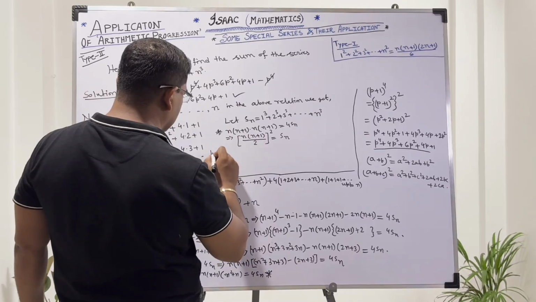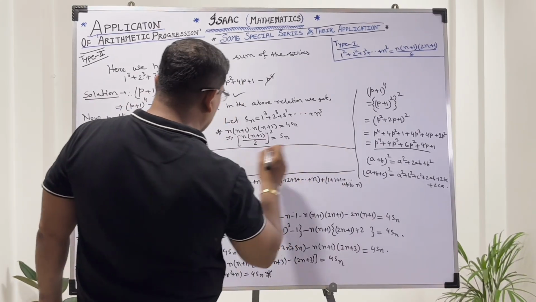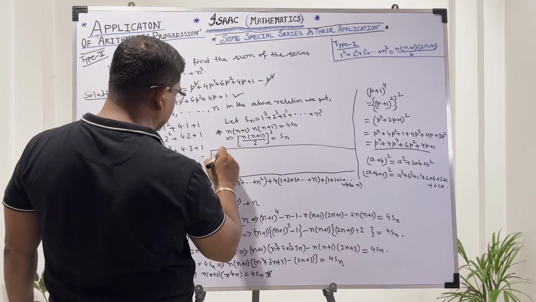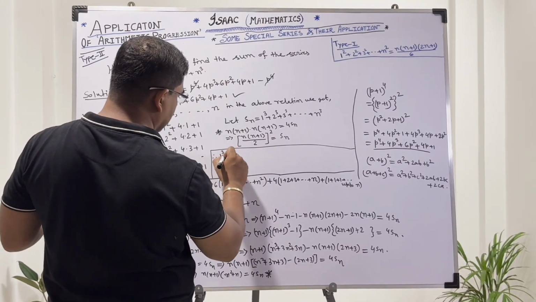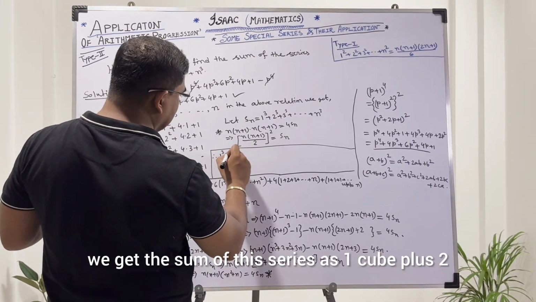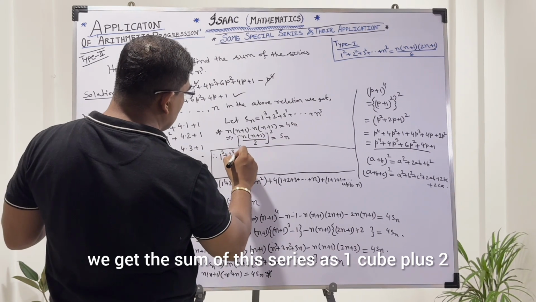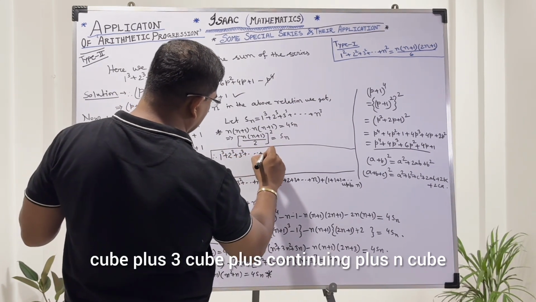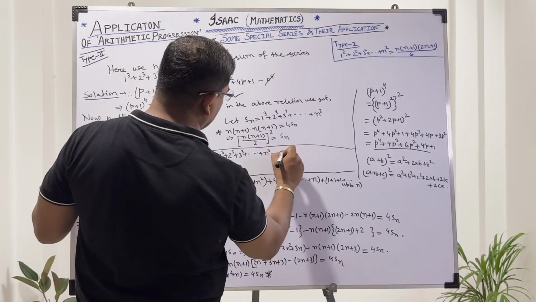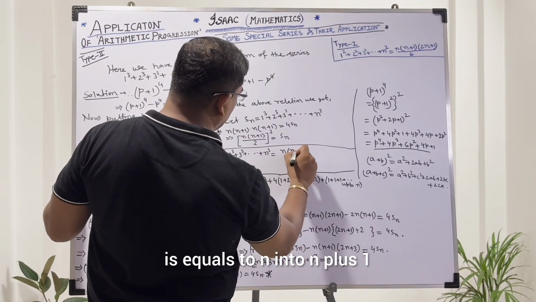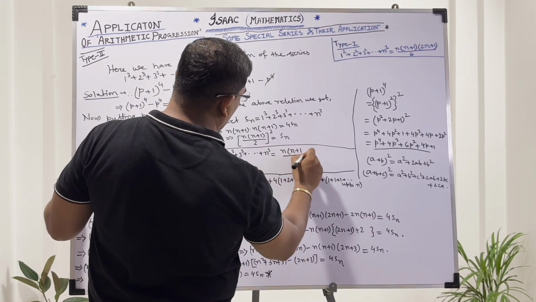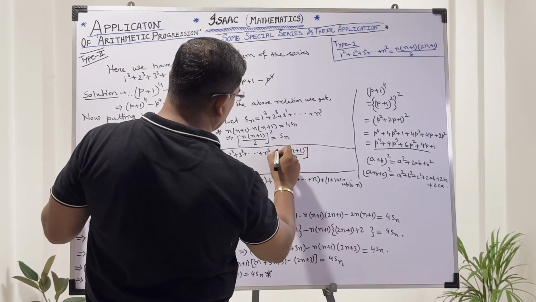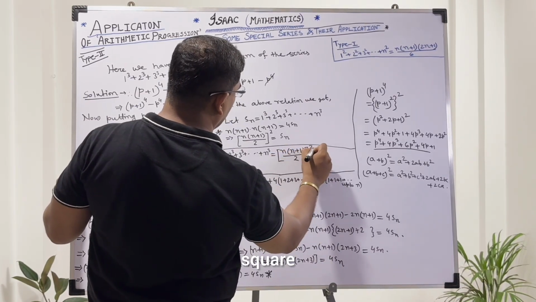So thus we get this series. We get the sum of this series as 1 cube plus 2 cube plus 3 cube plus continuing plus n cube is equal to n into (n plus 1) whole divided by 2 whole square.